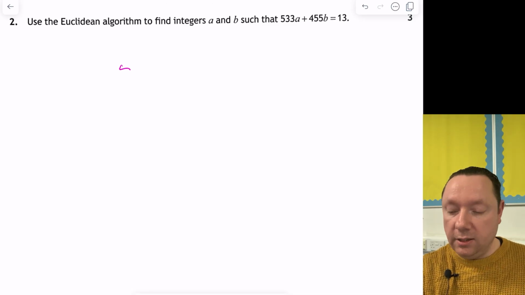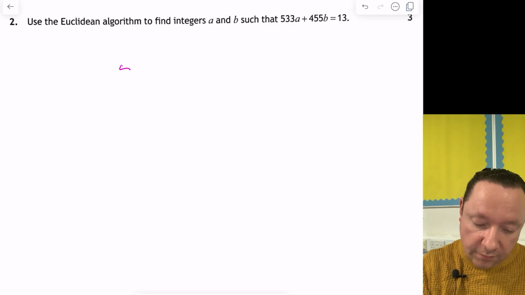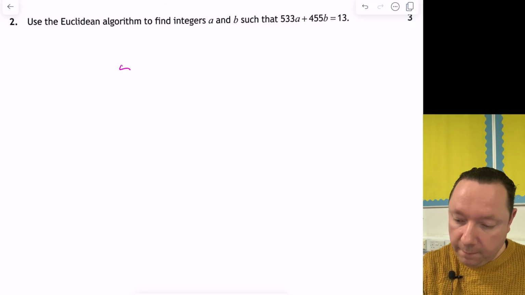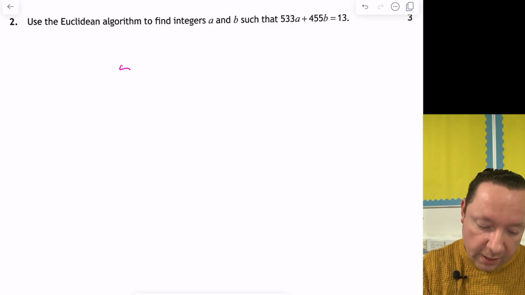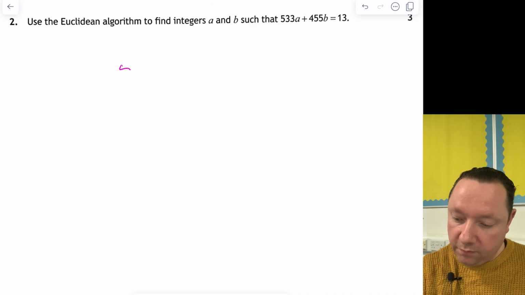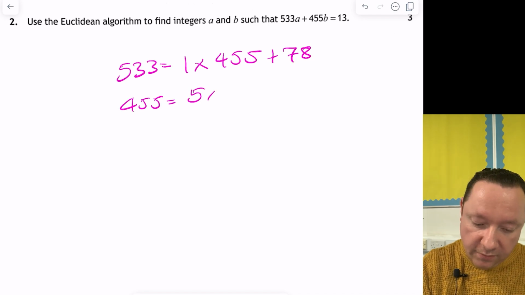You can use a calculator anytime you want, but I've already done this. And you get 78 just by taking away. So then you start again with 455, and we're going to divide by 78. 5 times 78 is the answer, and then you get 65 left over.